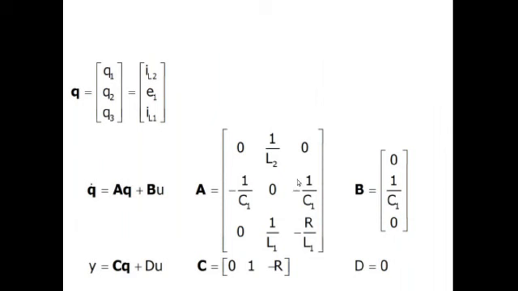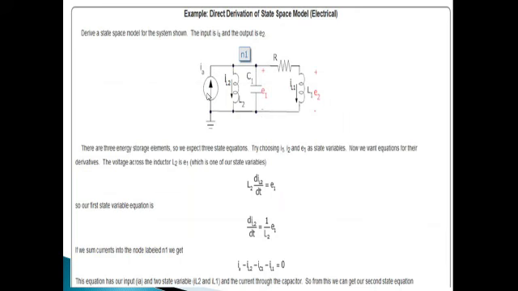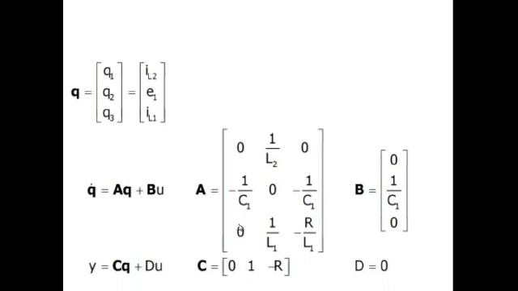And finally, you can put them in the same pattern, in the form of x dash of t, or you can take q, some other nomenclature I am using. Therefore, A, B, C, D. This is called D. D will come into the picture only when there are two inputs. If only one input is there, you will get D equal to 0.